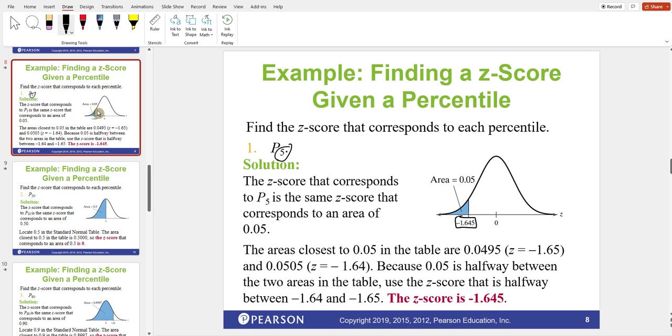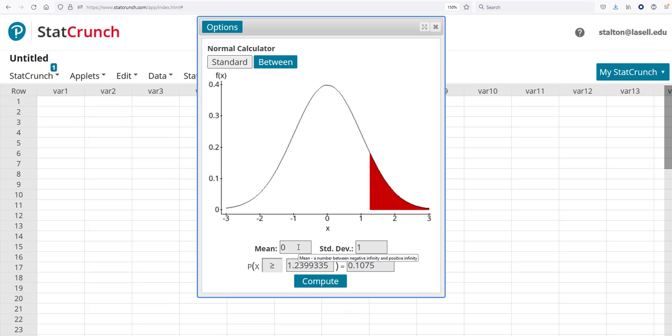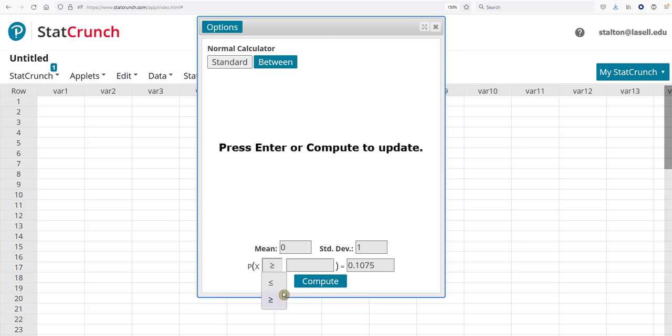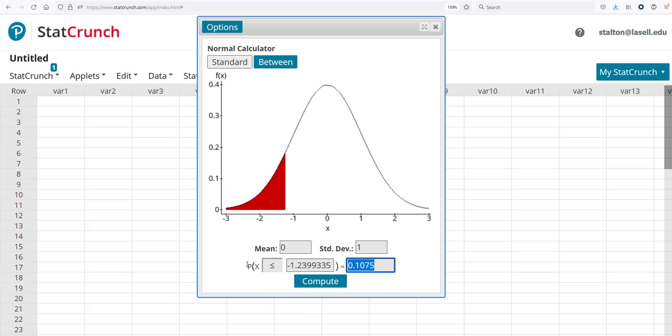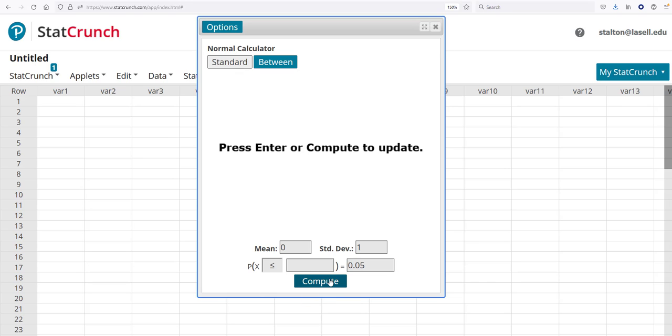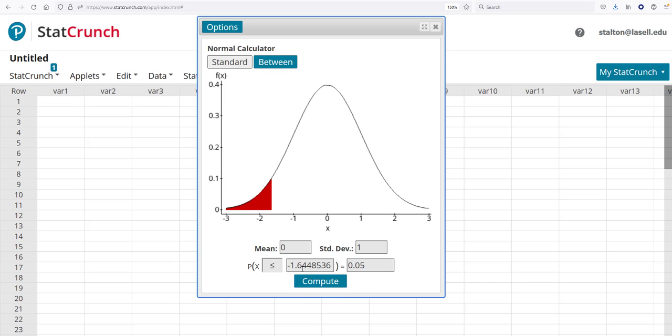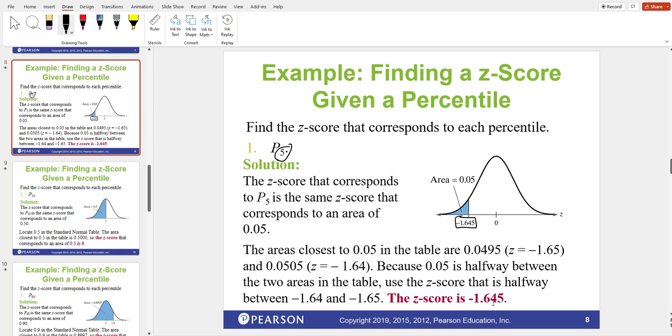So I already got the answer here. Let's go ahead and use StatCrunch. I'm not going to use the table with this. If you wish to use the table, you can. So let's go back here. Once again, the mean is 0, standard deviation is 1. I'm going to delete this out. I'm going to make this inequality less than, and we want 0.05. When I hit compute, I get negative 1.644. So based off the answer, we got negative 1.645. So we know it's halfway between those two numbers, negative 1.64 and negative 1.65.